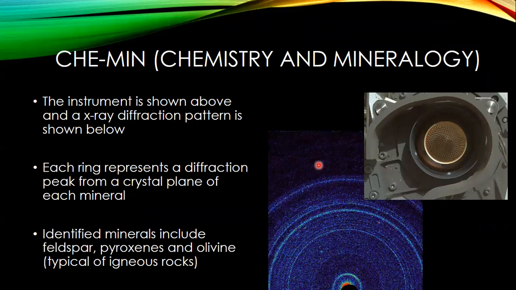Now, I don't have a lot of experience with X-ray crystal diffraction. However, according to the image that I got from NASA, I should have credited it, the minerals that were observed in this particular sample included feldspar, pyroxenes, and olivine. These are very typical minerals that we expect in igneous rocks.